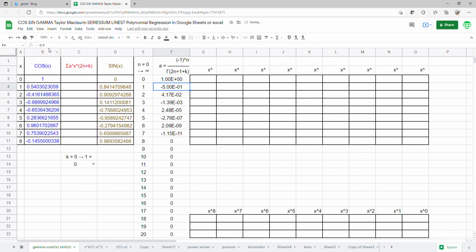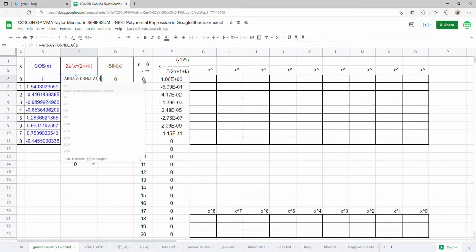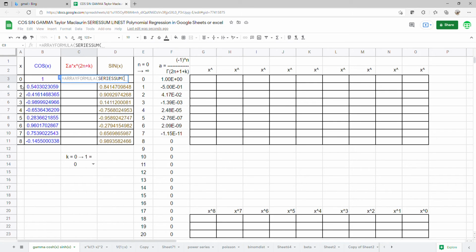And now we continue with the expansion. We complete the expansion. RA formula, series sum of the x values 0 to 8 raised to the power 2n plus k. 2n plus k starts from k, incremented by 2n, where n is 0, 2, 4, 6, 8, so the interval is 2. And the coefficient will be this range. And enter.